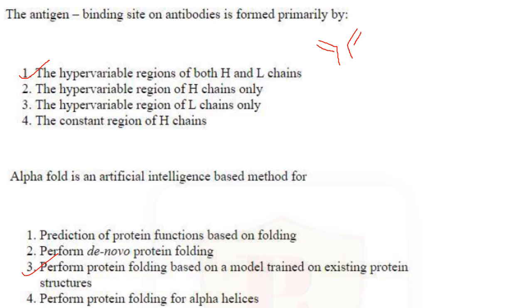The next one. AlphaFold is an artificial intelligence based method for. So it is a method to perform protein folding prediction based on a model trained on existing protein structures. Answer is option 3.